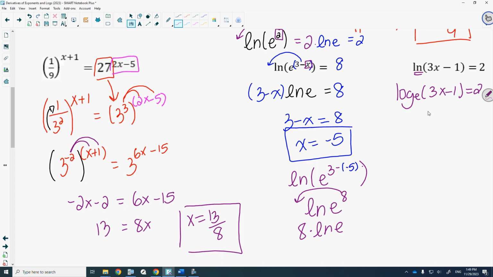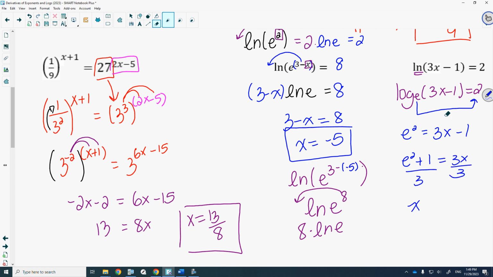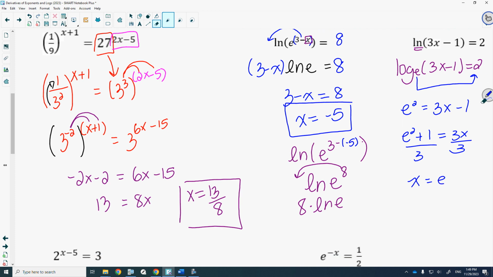Do you guys see how you would get out of log form into exponential form? Akil, what would you write? Yeah. E squared is equal to 3x minus 1. And we need to solve for x, add 1 to both sides. E squared plus 1 is equal to 3x. Divide by 3, divide by 3. X is equal, because remember E is just 2.71, right? So it's E squared plus 1 all over 3. That's as far as we would be able to answer.